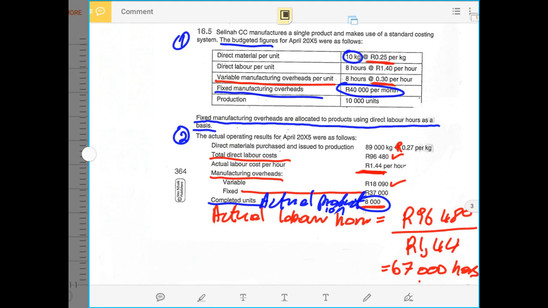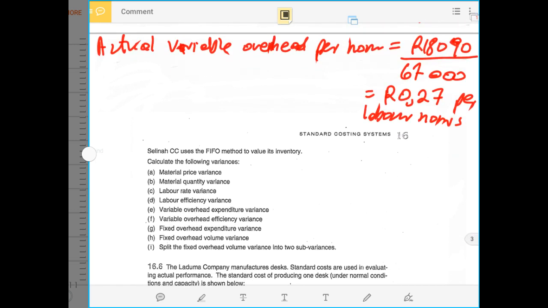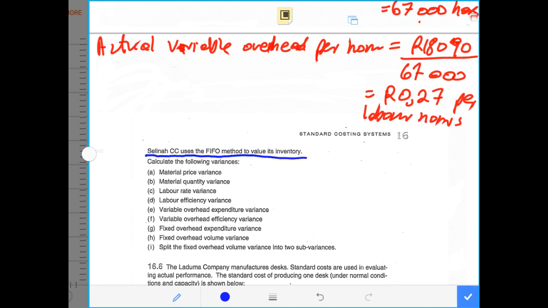So now that is the completed units. As I mentioned to you, the 8,000 is the completed units. Then from here we have to do the variances as required in the required information. They continue by telling us that Selina Close Corporation uses the FIFO method to value its inventory. First in, first out is the one that is being used. Then they say calculate the following variances, which are the material price variance and the material quantity variance. Price and the quantity variance.